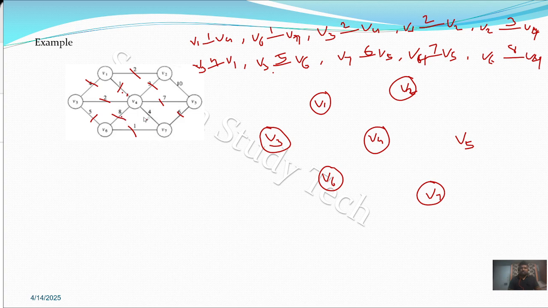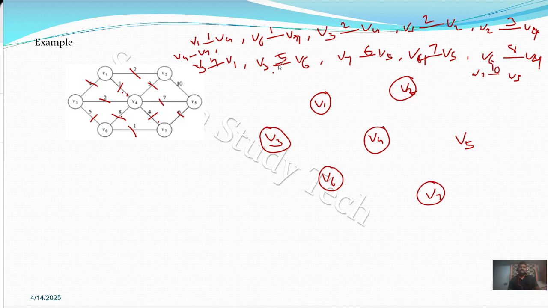So the missing edge is V4 to V7. You can consider that edge also, and V2 to V5 is also there, with cost 10.